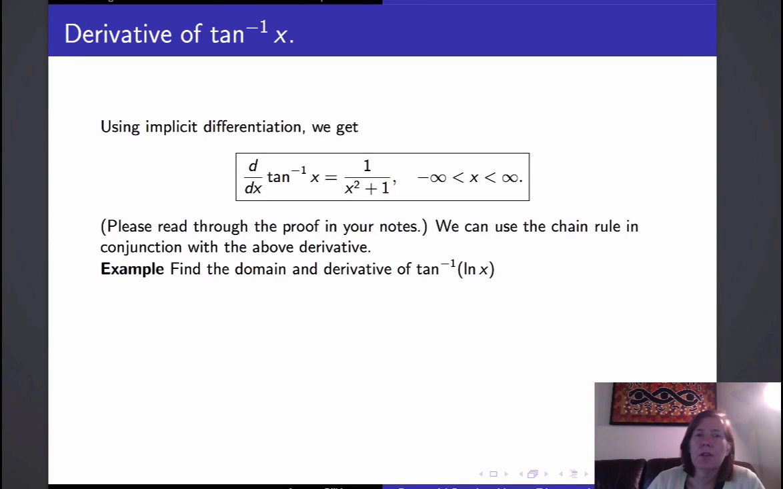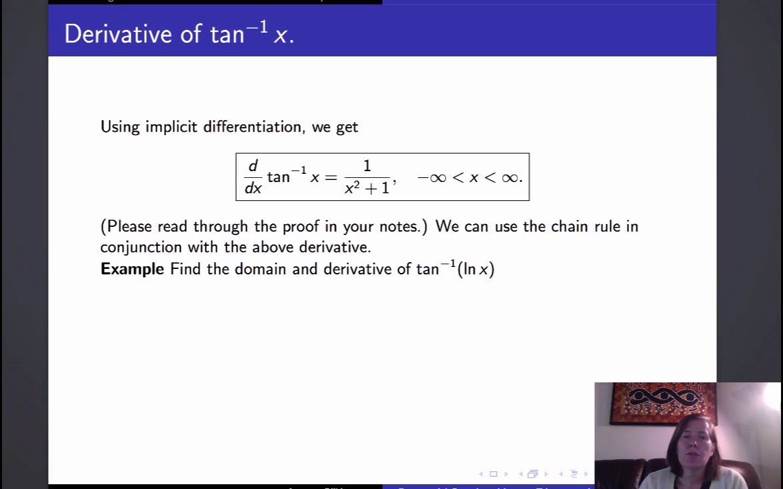Now let's look at the derivative of tan inverse. Using implicit differentiation, again, we get that the derivative with respect to x of tan inverse of x is 1 over x squared plus 1 for every x value between minus infinity and infinity.